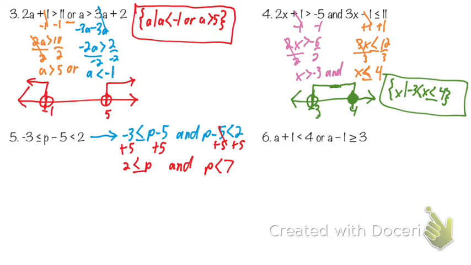So we can end up solving it like that. Now the other way I can solve it is I can actually solve it over here. I'll do this in pink to make it look a little bit different. If I add 5 here, the question becomes, well, where do I add 5? Well, I actually have to add 5 to both the left and the right. So I'd do negative 3 plus 5 is 2, is less than or equal to p, is less than 7.